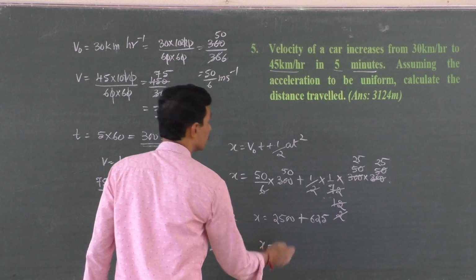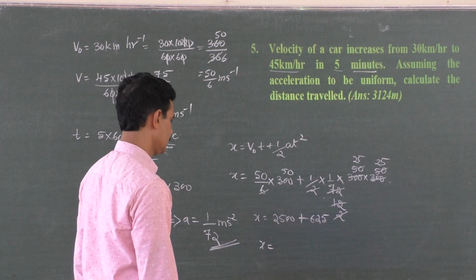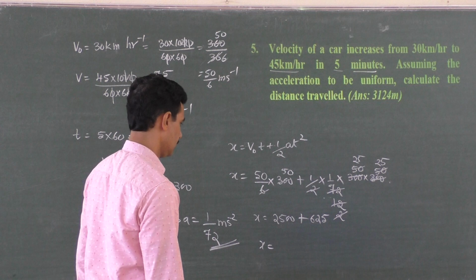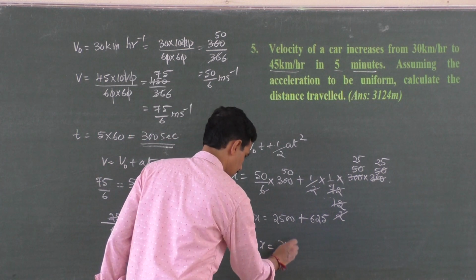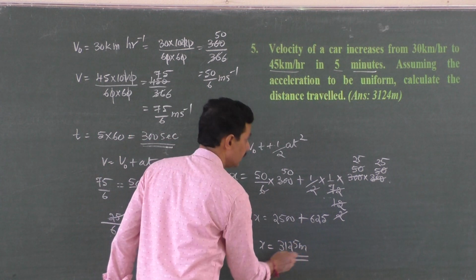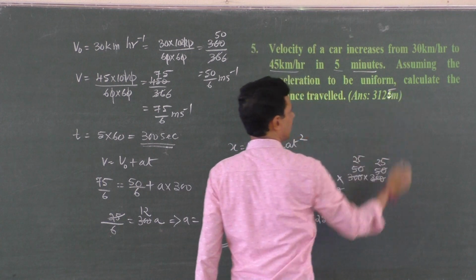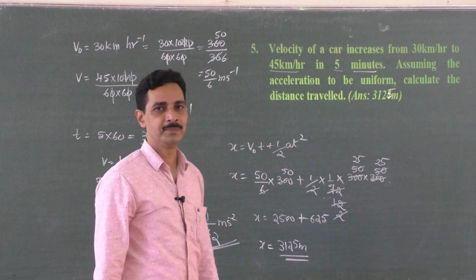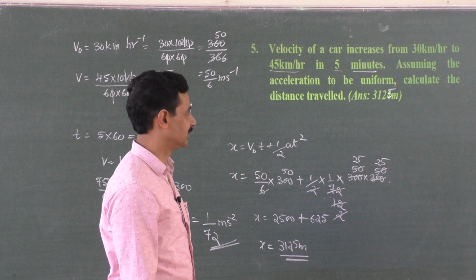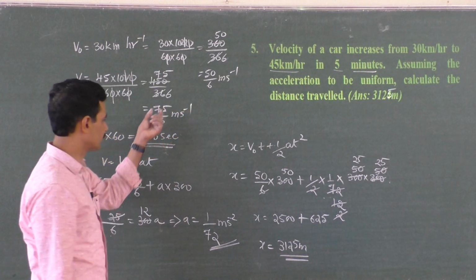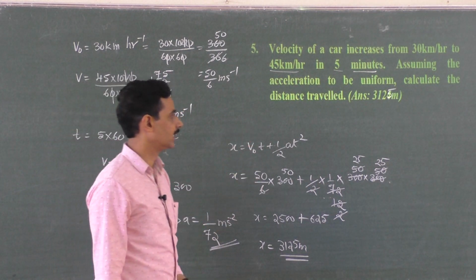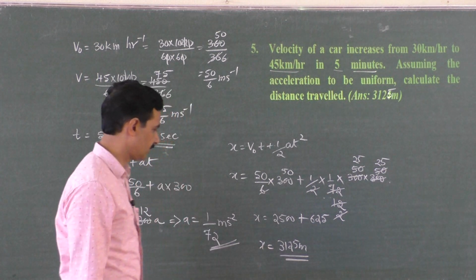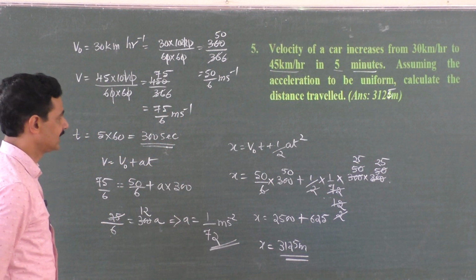What is x equal to? 625 plus 3125. 24 is coming here, it should be 25. Maybe it is a calculator problem, right? Everything was converted into fractions, and when we reach the end, a fraction remains. 3125 meters. So that is the distance traveled.